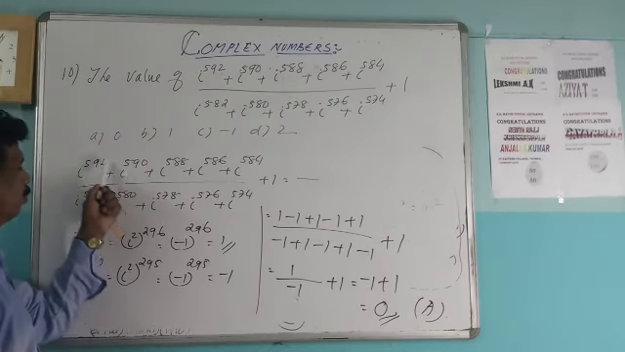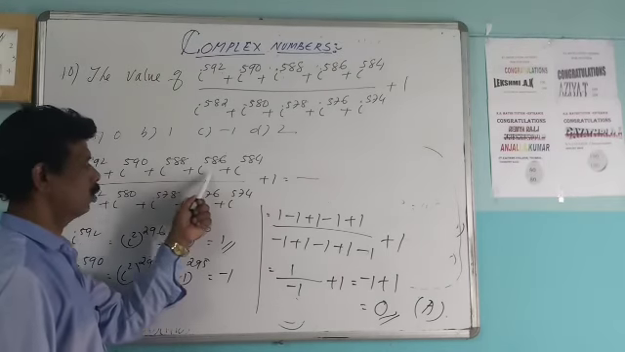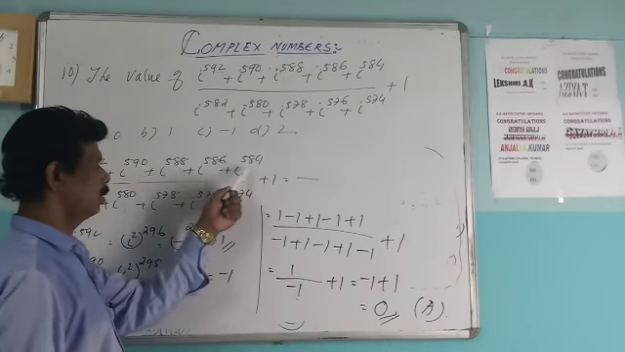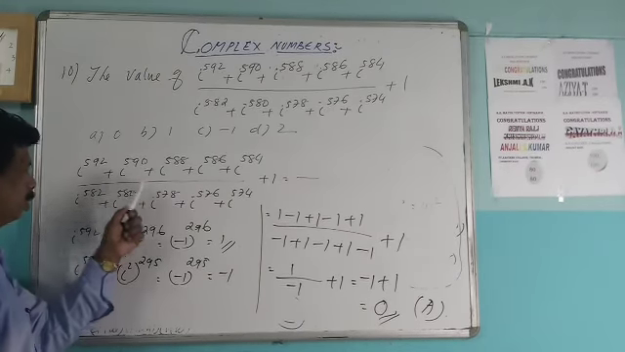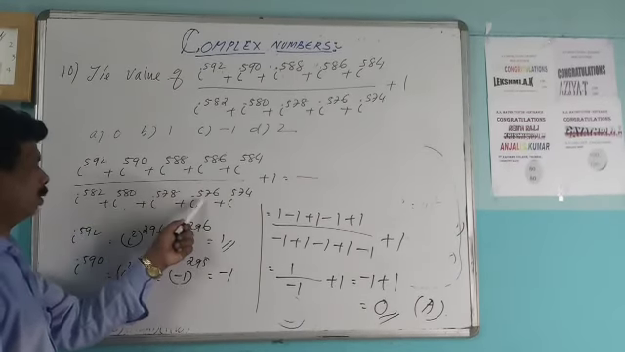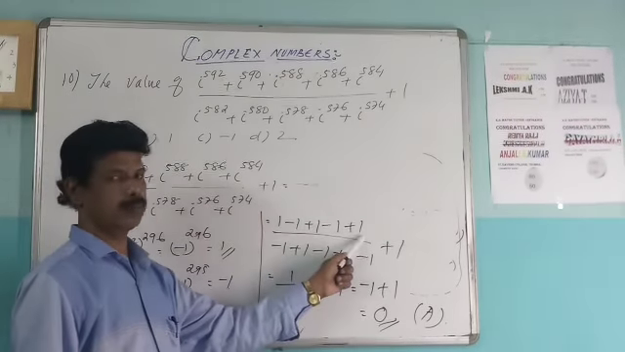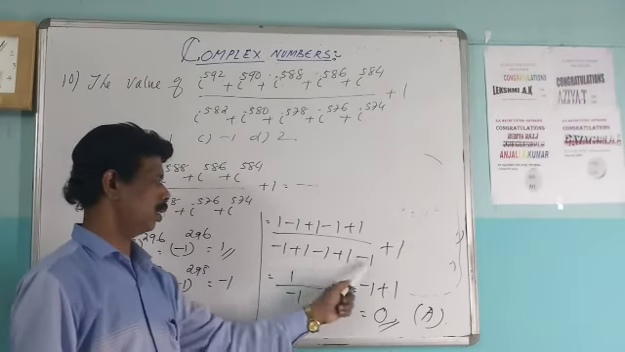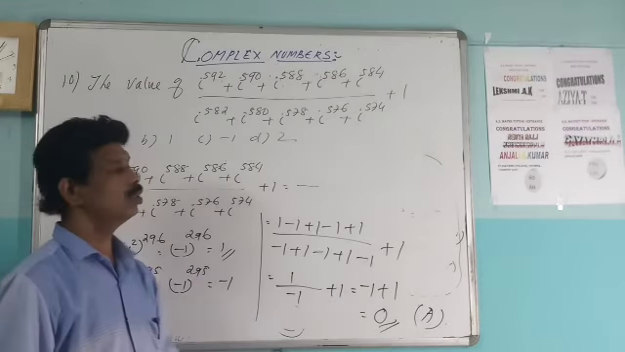This number is even, plus 1. This number is odd, minus 1. This number is also even, plus 1. This is odd, minus 1. Even, plus 1. Odd, minus 1. Even, plus 1. Odd, minus 1. Okay. We can cancel this plus 1 and this minus 1. 1 by minus 1 means minus 1. Plus 1 equal to 0. Option A.